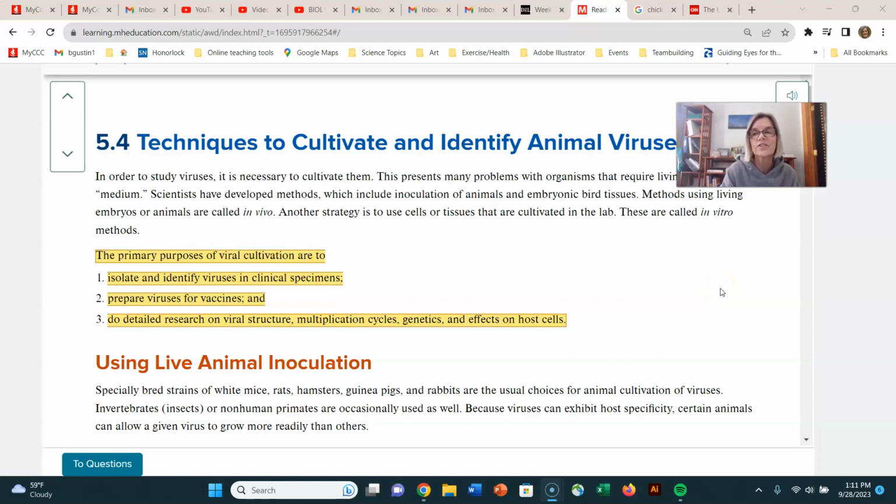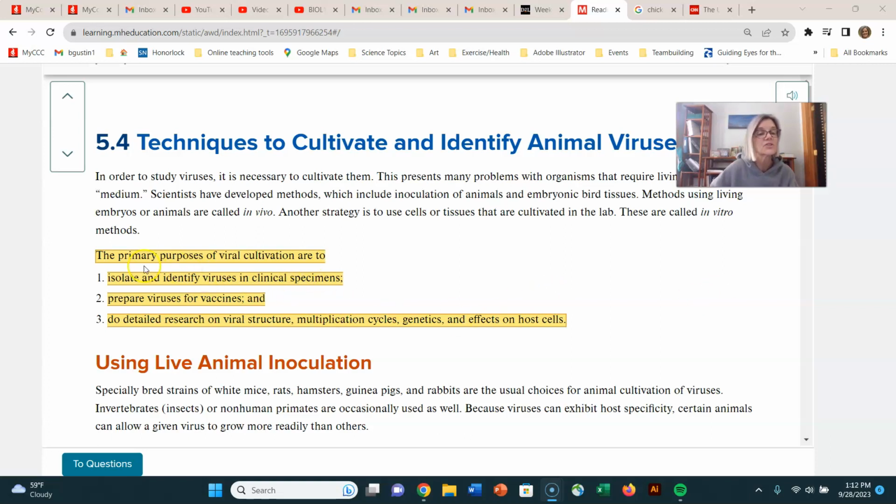In this last video for this week, I wanted to talk about how we grow animal viruses. We were talking about how we grow bacteria, especially in lab. We were saying we can grow them in broth cultures, we can grow them on agar plates, or at least some bacteria. But viruses, remember, need a host cell. They need more than just food. They need cells. Why would we want to grow viruses?